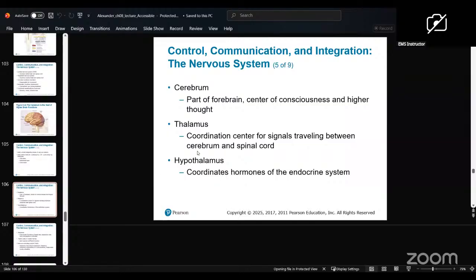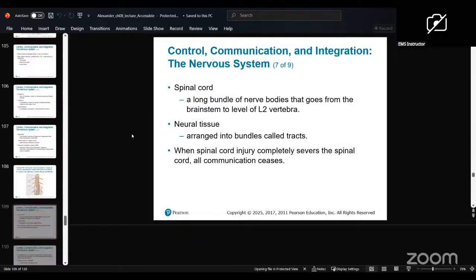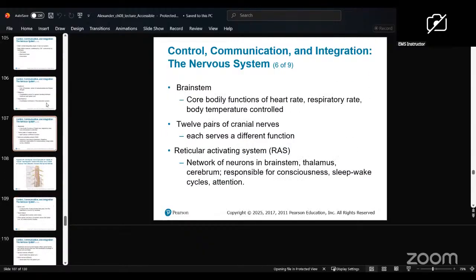The hypothalamus and your thalamus are two in your cerebrum, but really, the thalamus and the hypothalamus are two good ones to remember. We'll dive into that again when we get into neuro. But the thalamus is the coordination center for signals traveling between the cerebrum and the spinal cord, and your hypothalamus is what coordinates hormones of the endocrine system. So when we talk brainstem, that is the core bodily functions. That's your heart rate, respiratory rate, body temperature, all of that.